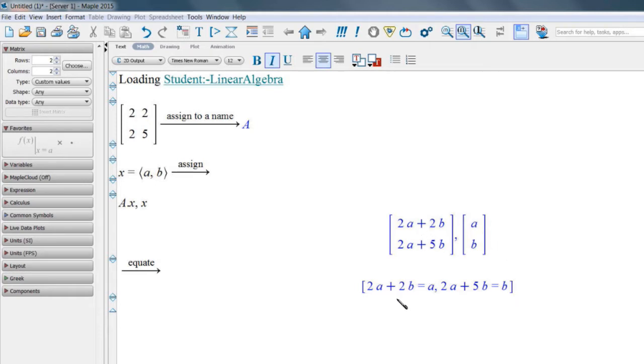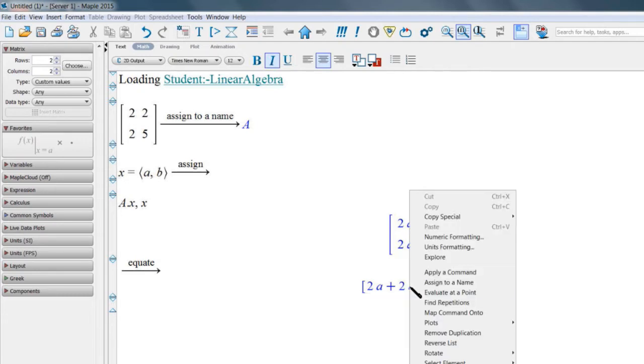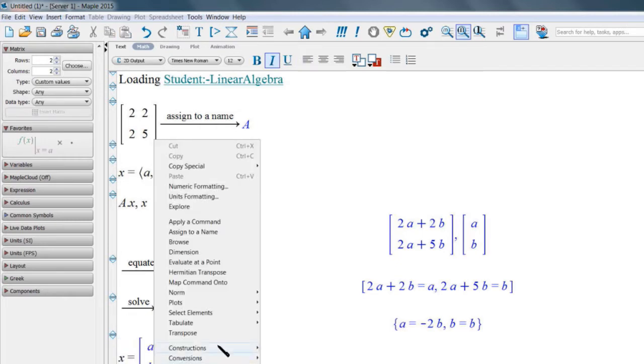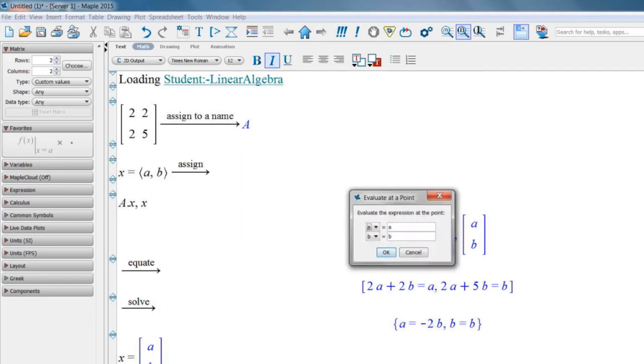Well, these two equations are homogeneous. They only have a and b in them. Let's see what Maple's got to say about these equations. I will pick solve, and Maple comes up with a solution. It says a equals minus 2b. What does that mean for the vector X? Well, there's the vector X. Let's evaluate that, a equals minus 2b. So if b is 1, then a is minus 2.